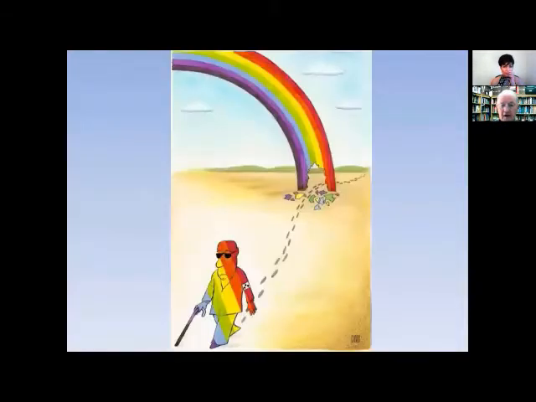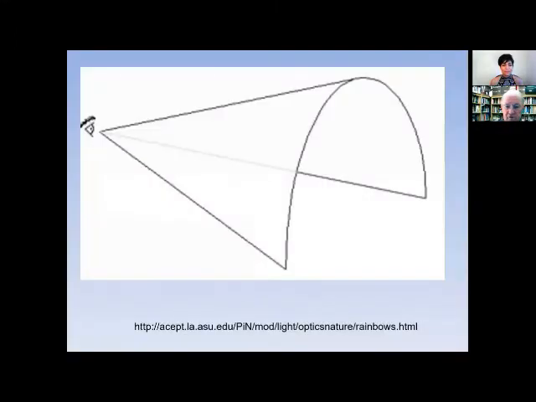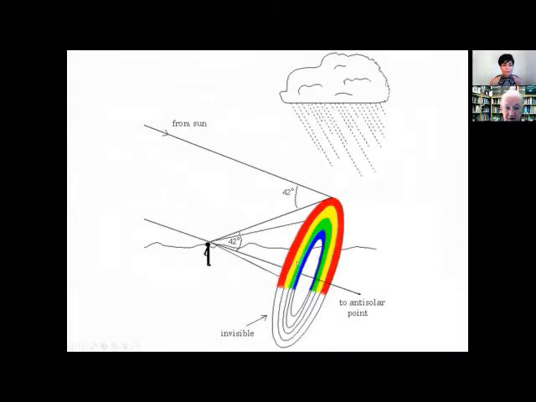Now, the rainbow is not an object; it's an image. We can't walk through it. It's at an infinite distance, but the raindrops producing it, of course, are at a finite distance. So you're looking in a direction. You can't back up with your camera and get more of the rainbow in the picture, in the field of view, unless you're using a fisheye lens, of course. So it's an image, a distorted image of sunlight. So the drops that scatter the light into the eye essentially lie on cones with the vertex at the eye. So here's the cone, and what we're seeing are a distribution of colors in that general direction.